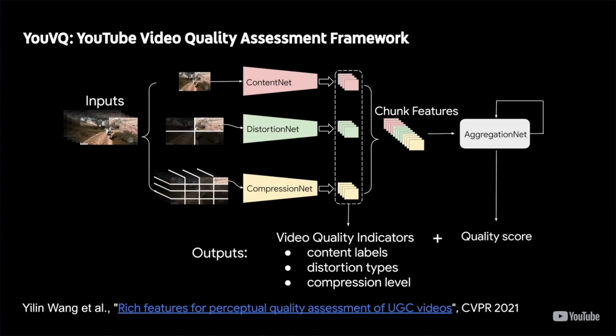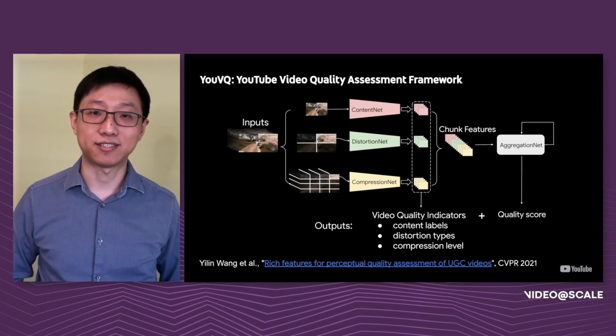Here is the complete framework of YouVQ. Our model includes 3 subnetworks that extract quality-related features. They provide high-level quality indicators, including the content label, distortion types, and compression level. The extracted features are then concatenated by an aggregation net to predict the quality scores for more quantitative analysis.